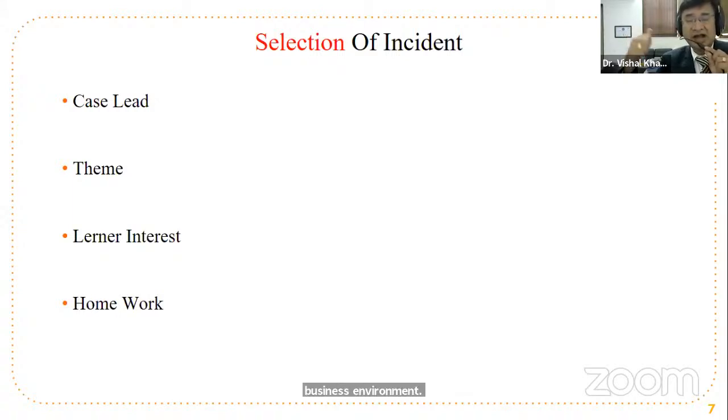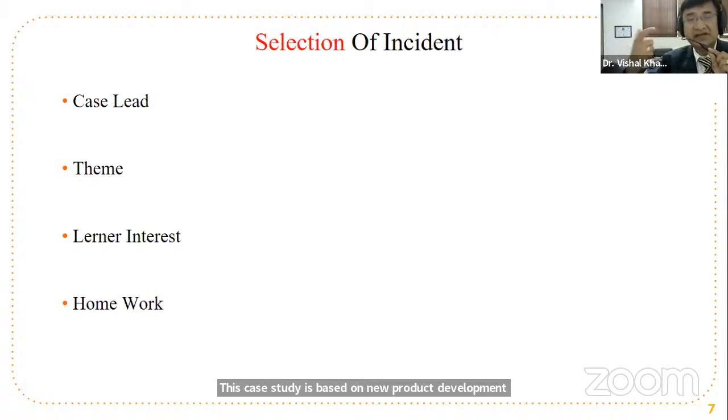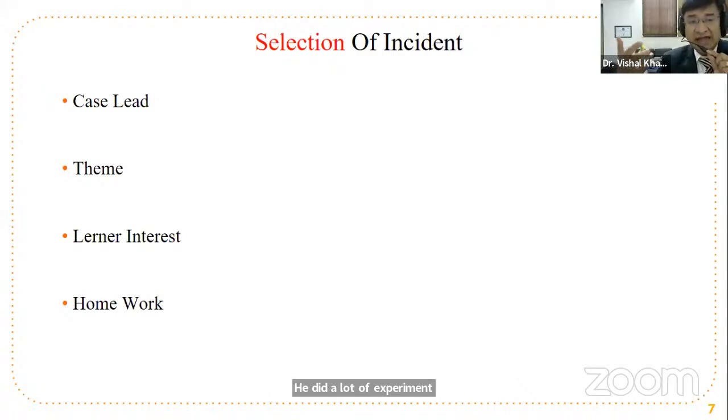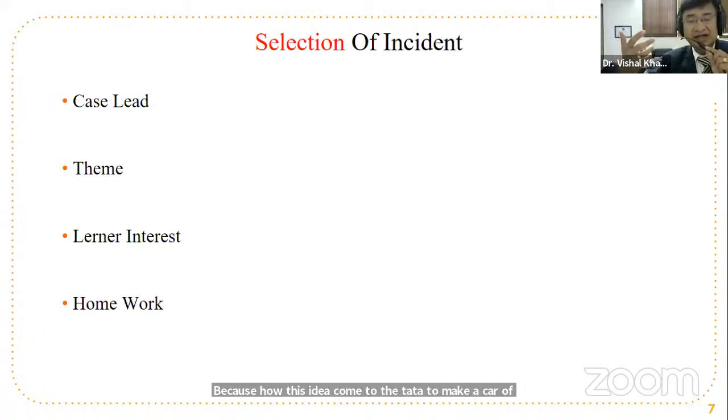When we talk about the Tata Nano car, this case study is based on the new product development process. Tata has given a gift to the automobile industry, to produce a car of just $2,500, which seemed impossible. He did a lot of experiments. How did this idea come to Tata to make a car of $2,500? The idea came when Ratan Tata was standing at a signal.